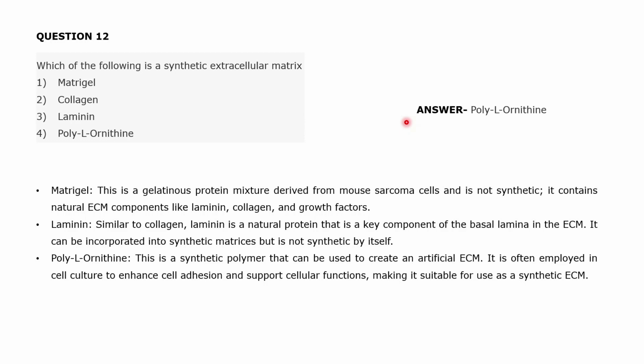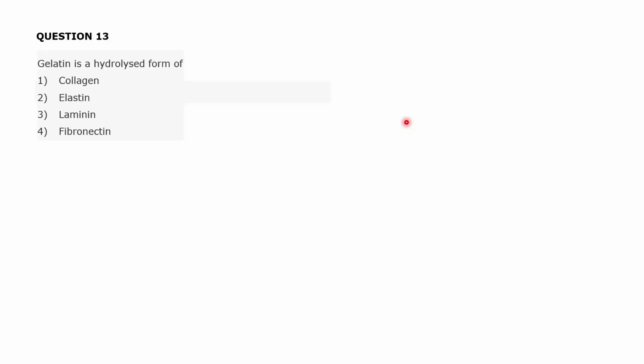Poly-L-ornithine, poly-D-lysine and everything, they are all kind of artificial extracellular matrix proteins. So I will just move on to the next question. This one I think has been repeated. Question number 13. Gelatin is a hydrolyzed form of which protein: collagen, elastin, lamin or fibronectin? This question has been repeated.